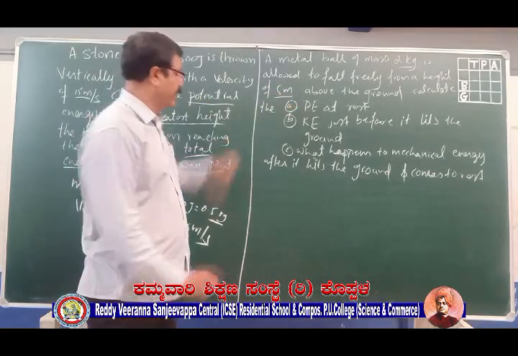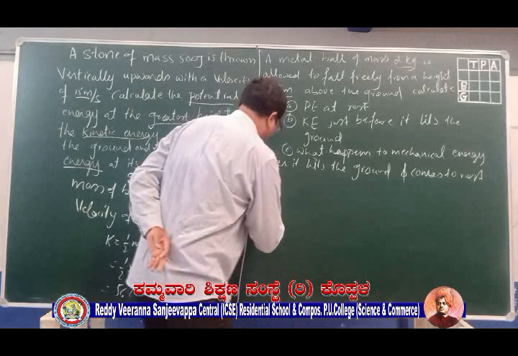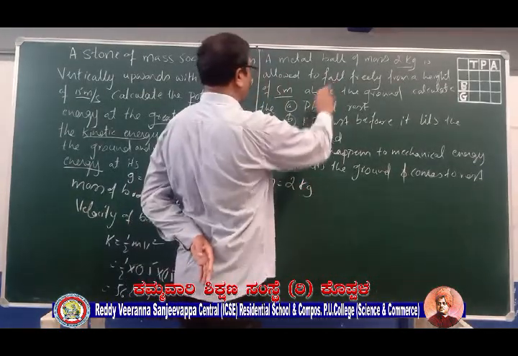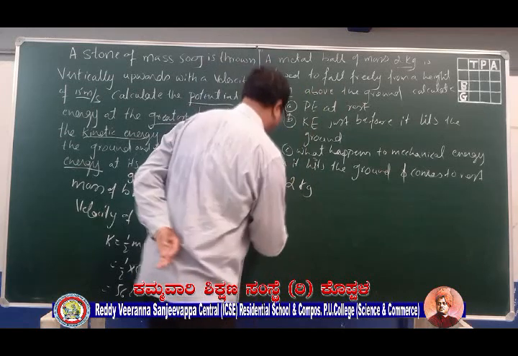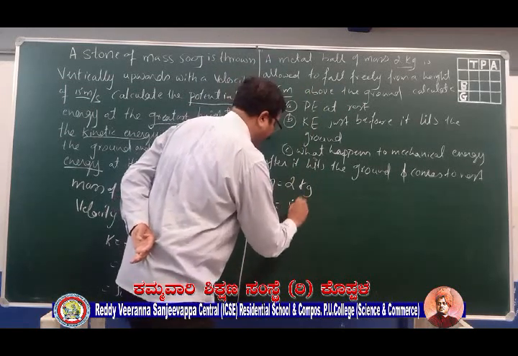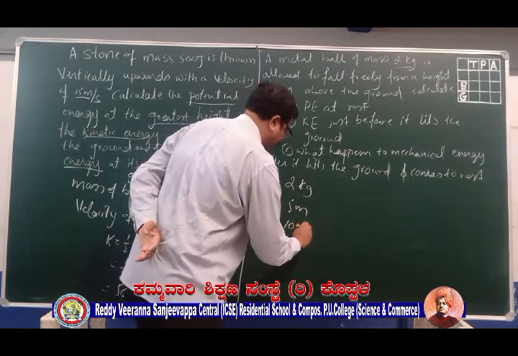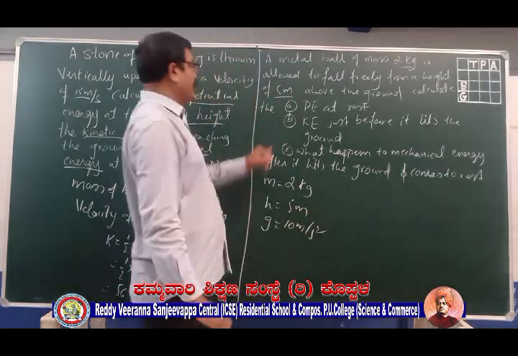He has given the height here, so let me take down the data. Here mass m is equal to 2 kg. Then what is the height he has given? Height h is 5 meter and g is given as 10 meter per second square. So what is the first question?